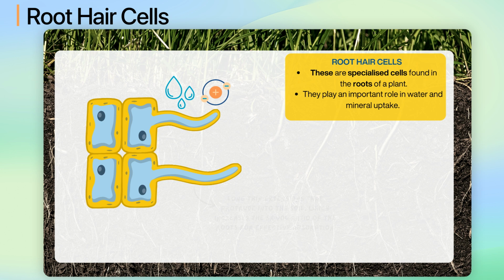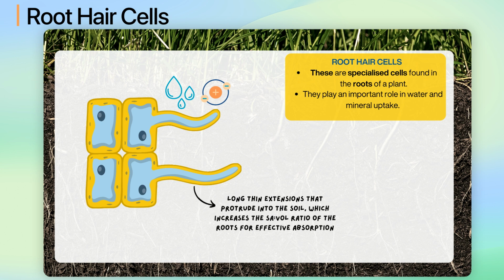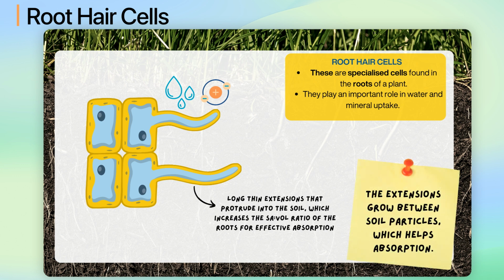Root hair cells have long, thin extensions that protrude into the soil. This increases the surface area to volume ratio of the root, thus allowing for more efficient absorption of water and minerals. The extensions grow between soil particles, which helps in absorbing the maximum amount of water and mineral ions that are available in the soil.